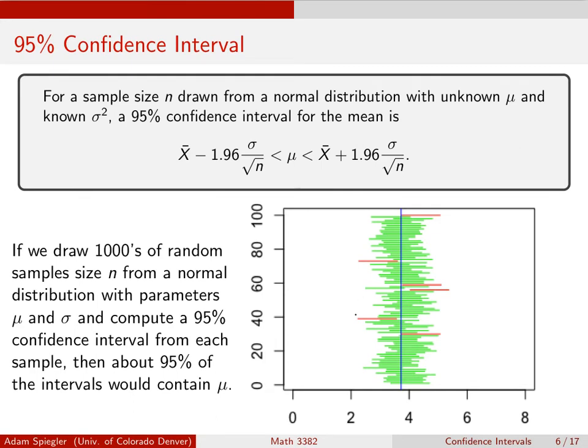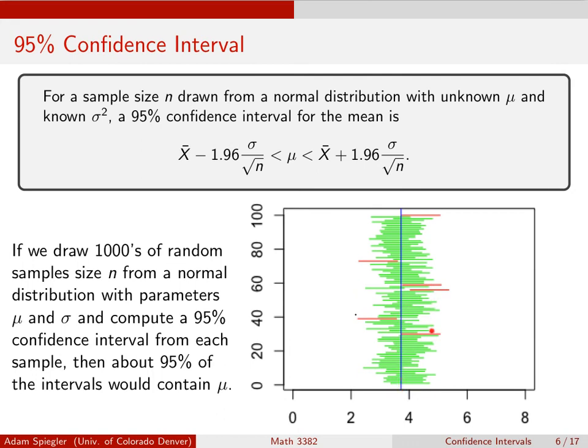So if we draw tons and tons of random samples, all the same size from the same population, and compute this 95% confidence interval by going this distance, 1.96 times the standard error, above and below, that is going to be successful 95% of the time. So 95% of the time we're going to get a green bar that does contain this value.